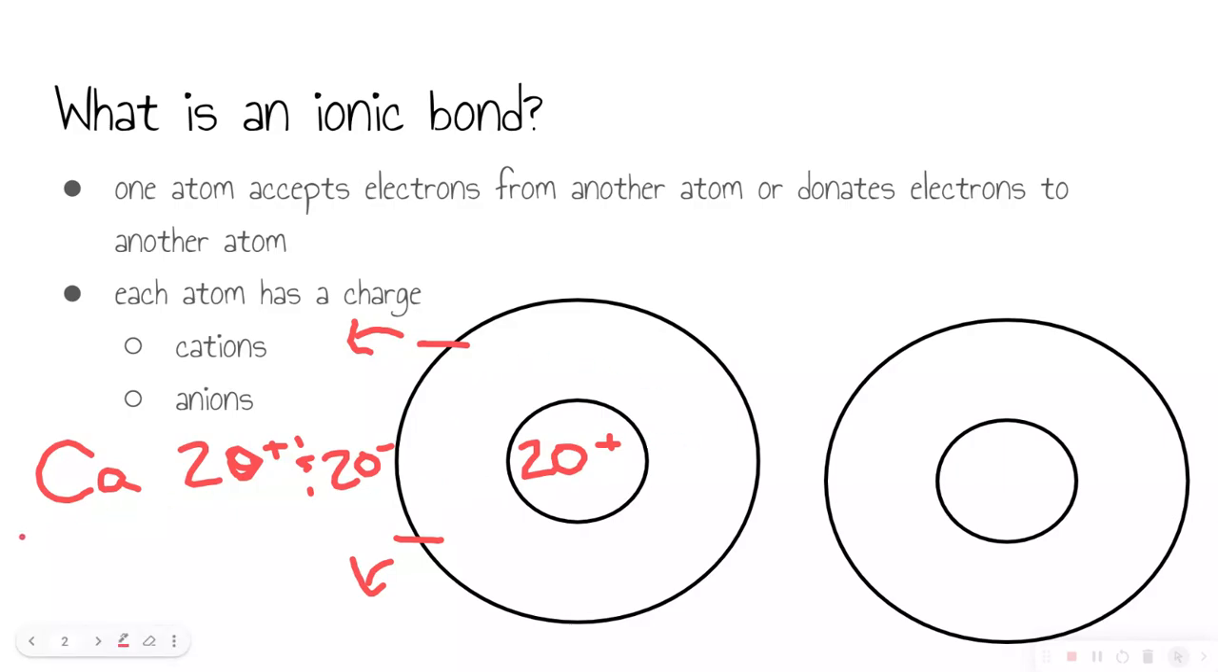Okay, so now we have 20 protons, because calcium is always going to have 20 protons, and we just lost 2 electrons, so we're going to have 18 electrons. Now calcium is going to have 2 more protons than it has electrons, so we're going to write this as Ca2+. It has a double positive charge. And this is going to be a cation, because cations have a positive charge.